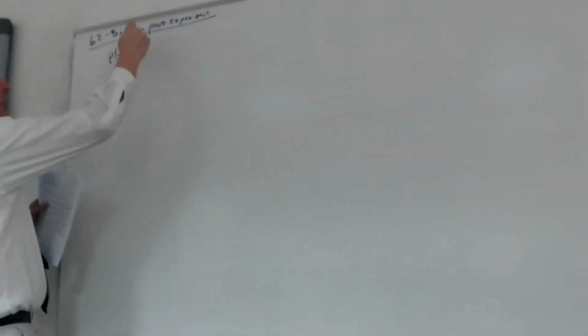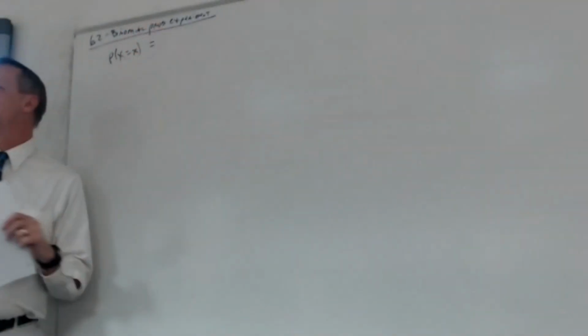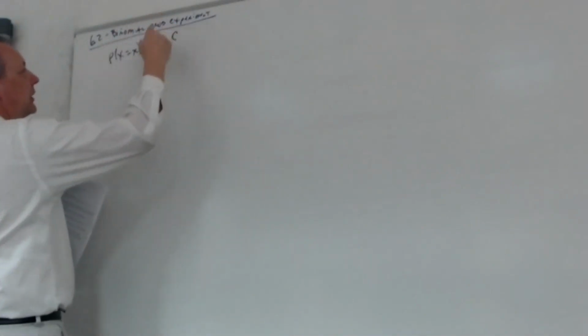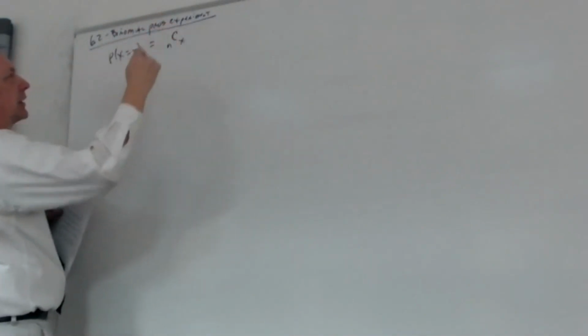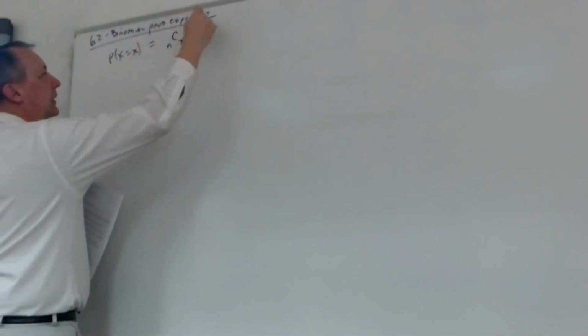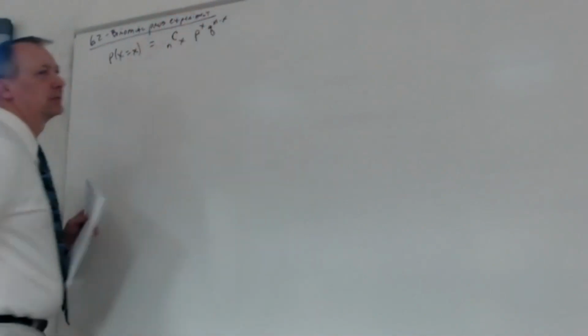So the probability that capital X equals lowercase x, whether x equals 3, x equals 4, whatever. As you guys noticed, the order doesn't really matter, right? So this becomes a combination of n choose x, p to the x, q to the n minus x. Okay?